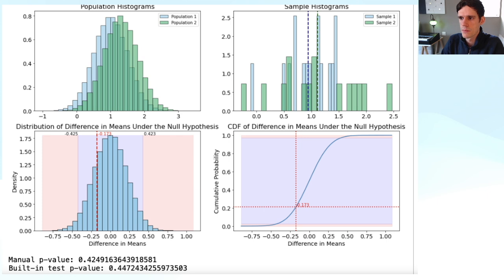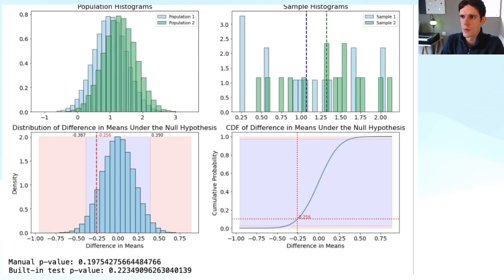Now, each time I rerun this cell, we will get a new sample. And a new sample means will result in a distinct difference in means. And therefore, each time I rerun this cell, this red line here will shift around on our histogram. And also keep an eye on the corresponding p-value. So if I run this cell over and over, then we see that we indeed get different samples, different sample means, and thus a different difference in sample means.